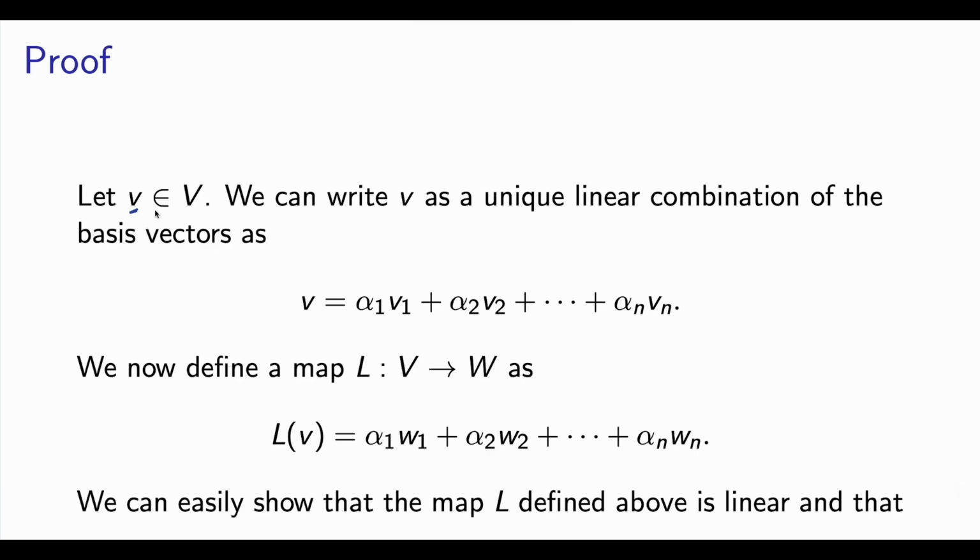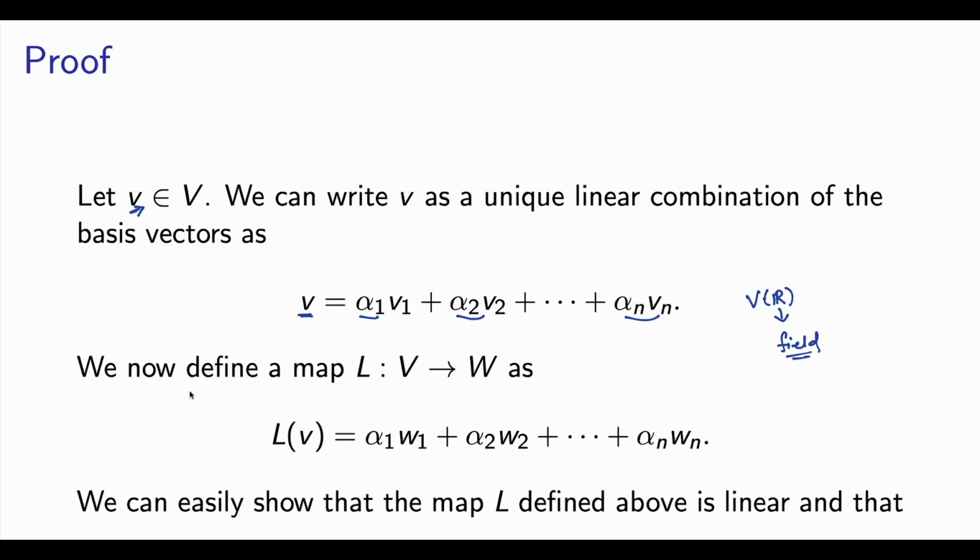Let any v belong to the vector space V. Since the basis of V is given as V1, V2, ..., Vn, every vector can be uniquely written as a linear combination of the basis vectors. So I can write v as alpha 1 V1 plus alpha 2 V2 and so on up to alpha n Vn, where alpha 1, alpha 2, ..., alpha n are all scalars coming from the field. Here we are talking about V over R, a vector space over the real field.